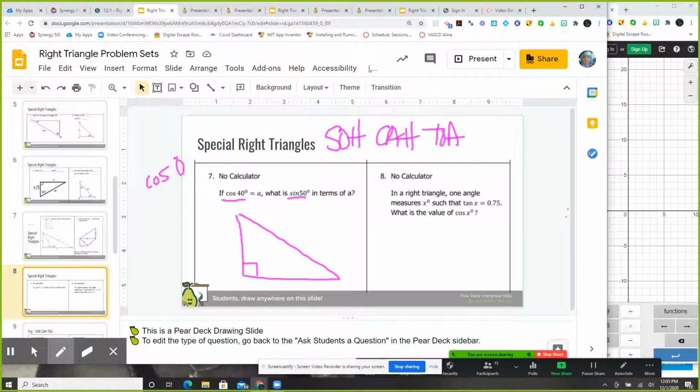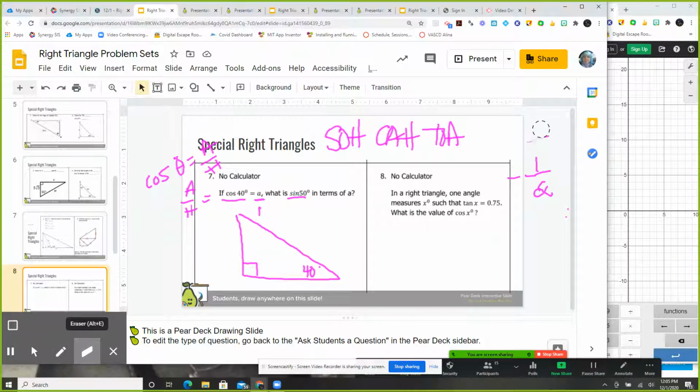Cosine of my angle equals A over H, right? So cosine of 40, I can put my 40 in there, equals A over H. So what can I put in the denominator of that whole number to make it stay the same? Like if I have a slope of 2 and I need to make it the perpendicular slope, I've got to do it upside down and add a 1, right? Can I add a 1 here? Can I?